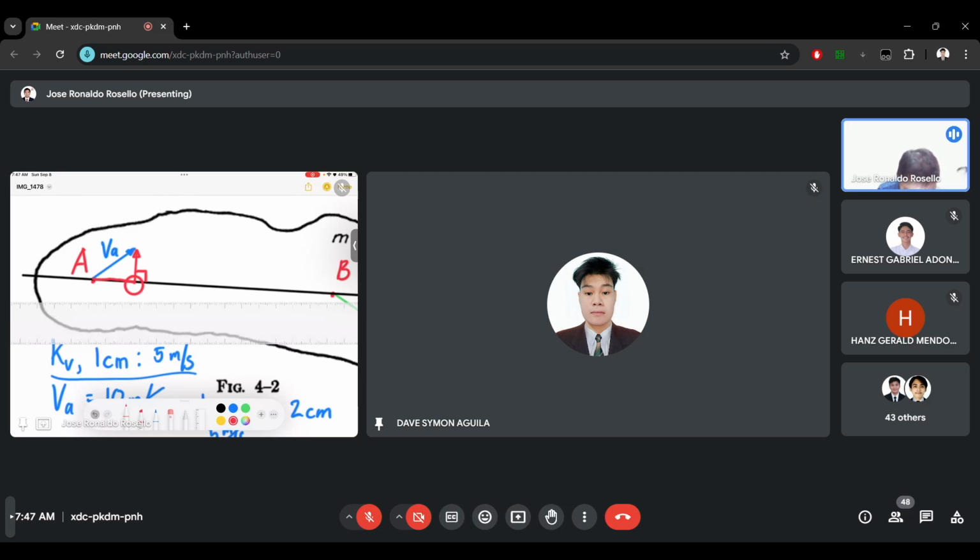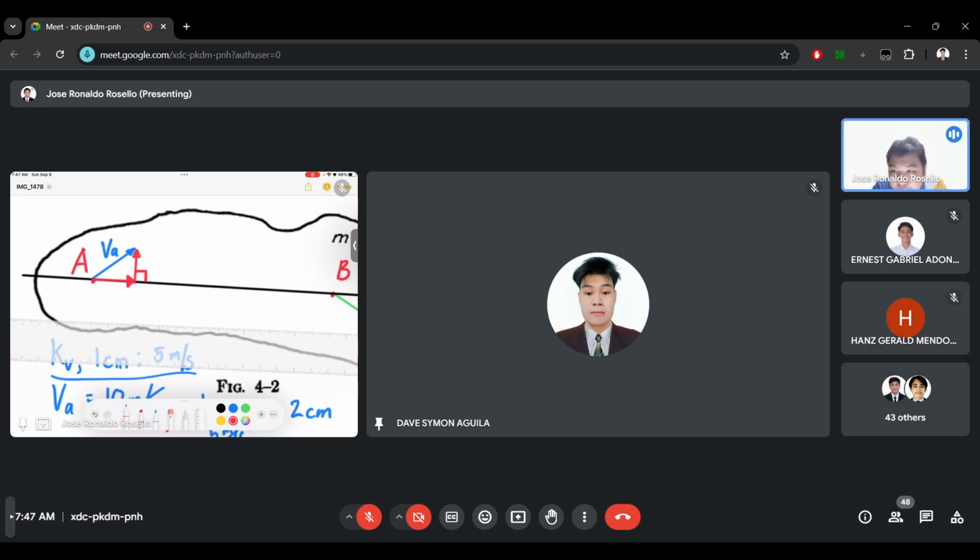I am not using the ruler. Huh? Oh no, I'm so clumsy. There you go.